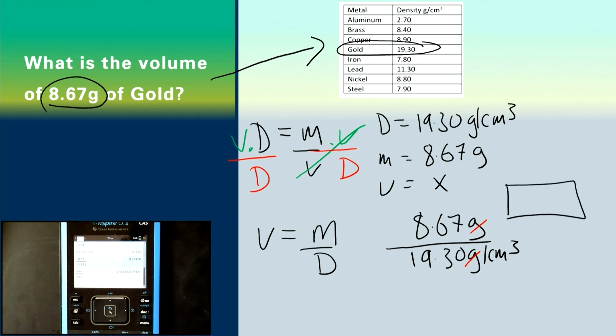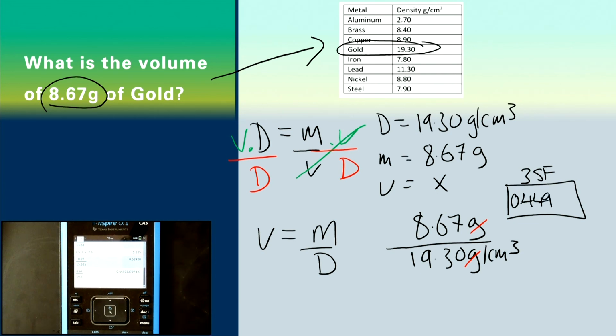So our final answer, we have to look at how many significant figures we have. Well, our mass had 3, 8.67, and our density had 4. So we're going to go by the least number of sig figs. We have to have 3 significant figures. So that will be 0.449.